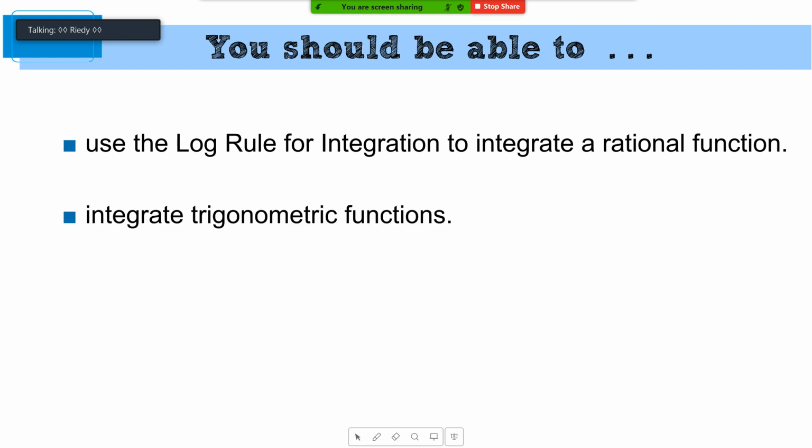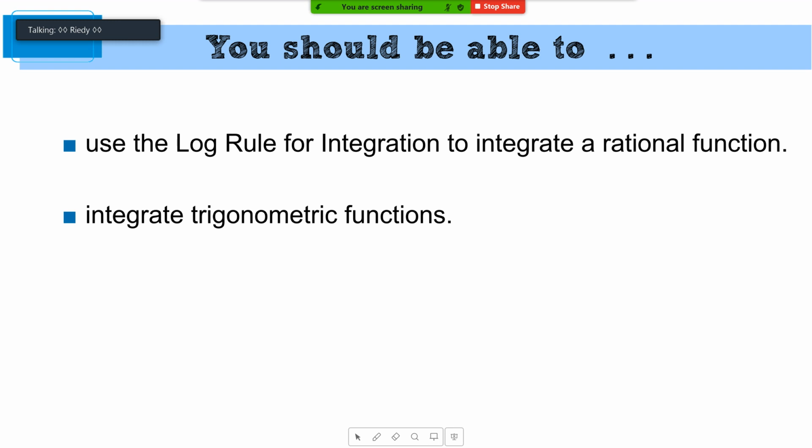We're talking about the log rule for integration. I said that already. We're going to talk about trigonometric functions. So we've done some integrals of trig functions, sine, cosine, but then we had all these bizarre ones, like what's the integral of secant tangent? What's the integral of negative cotangent cosecant? And they were just the reverse of the first 6.